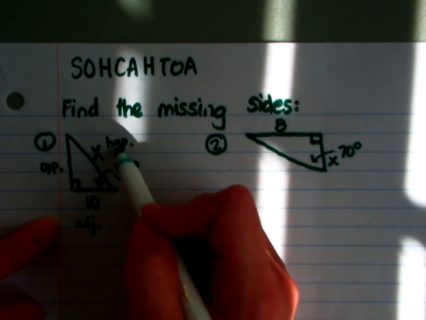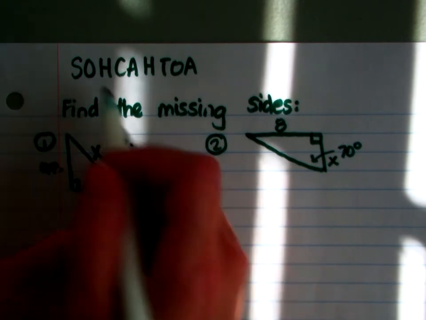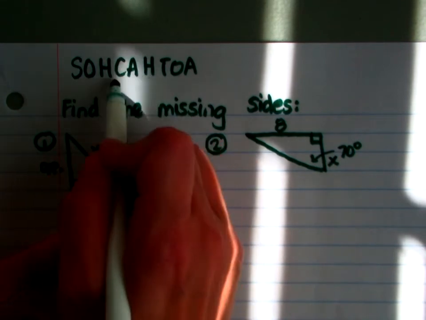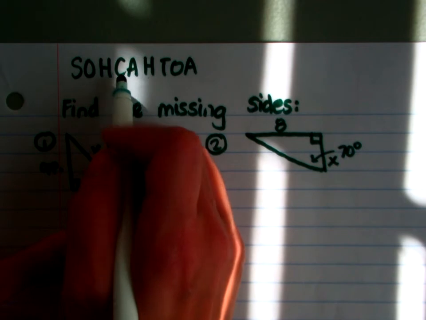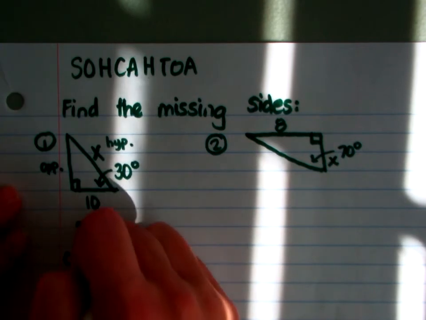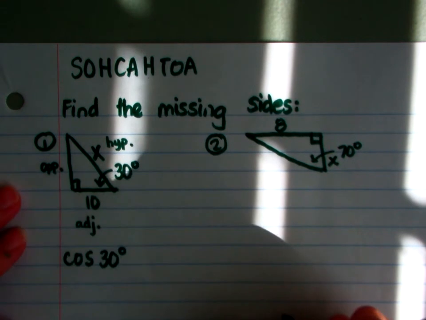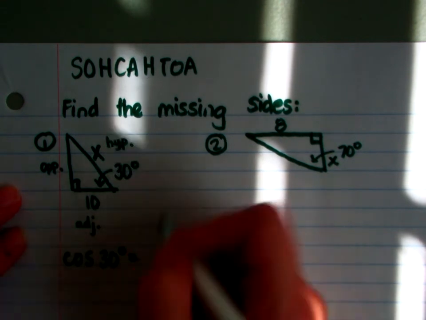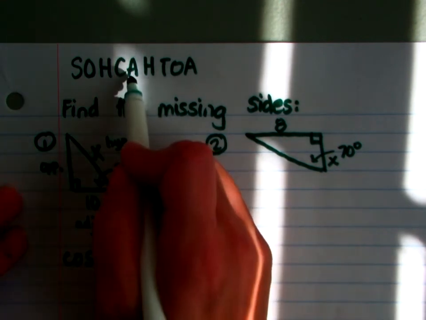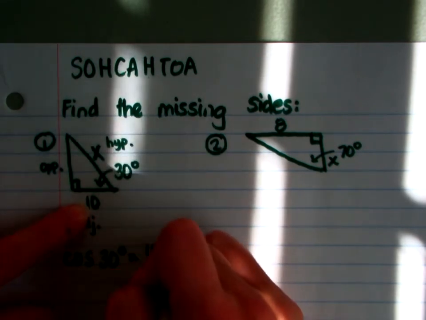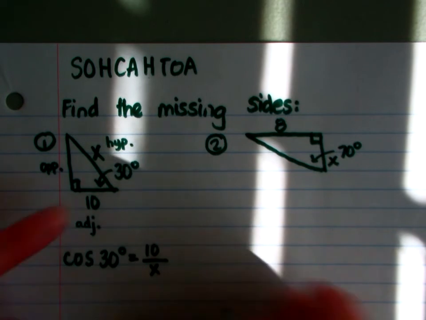Well, when we're given hypotenuse and adjacent, look up at SOHCAHTOA: adjacent and hypotenuse go with cosine. So we're going to be using cosine here. You want to do the cosine of your angle measure, which is going to equal your ratio, adjacent over hypotenuse. The adjacent measure is 10, over my hypotenuse, which we don't know, which is x.